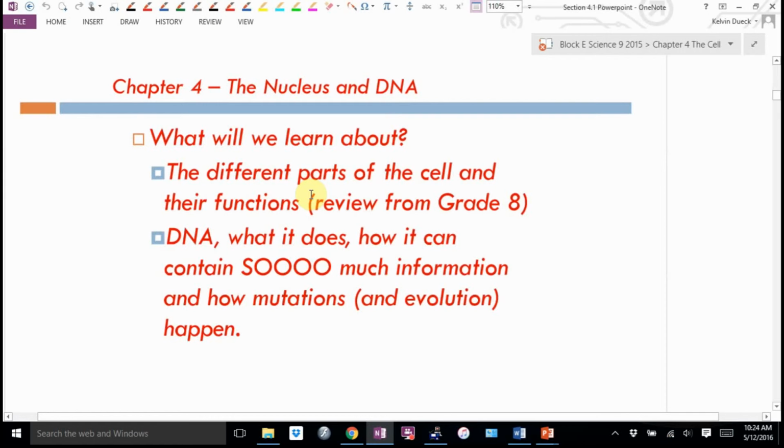Chapter 4 is the cell nucleus and DNA, deoxyribonucleic acid. We learn about the different parts of the cell and their functions, which in theory is a review from Science 8, so I'm not going to be teaching that as much as I'm going to be saying, here's some stuff to color and fill in and read your textbook, which is why I told you to bring your textbook. DNA, what it does, and how it contains such an incredible amount of information on how mutations and evolution occur.